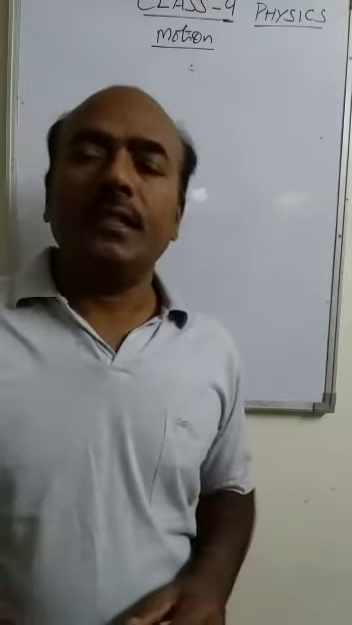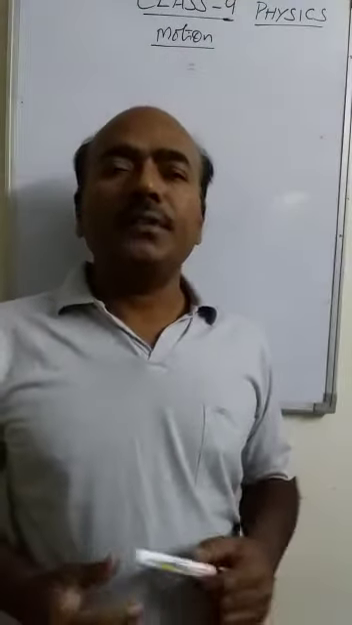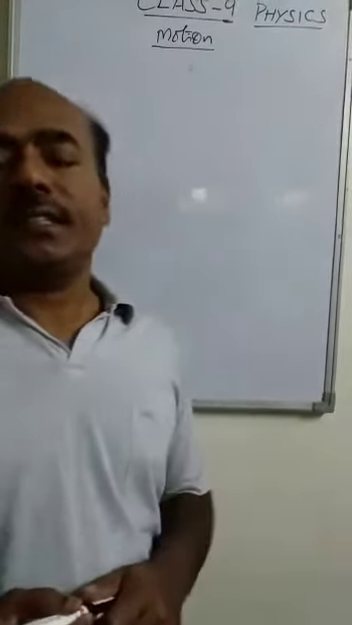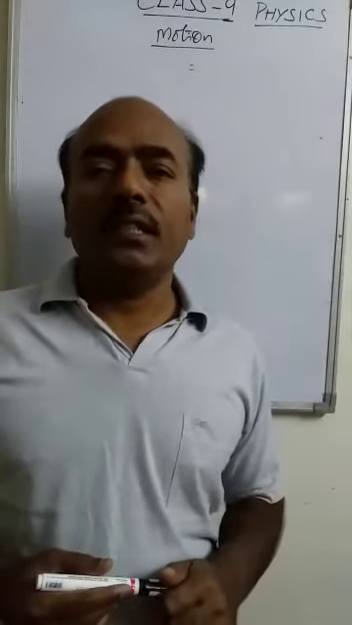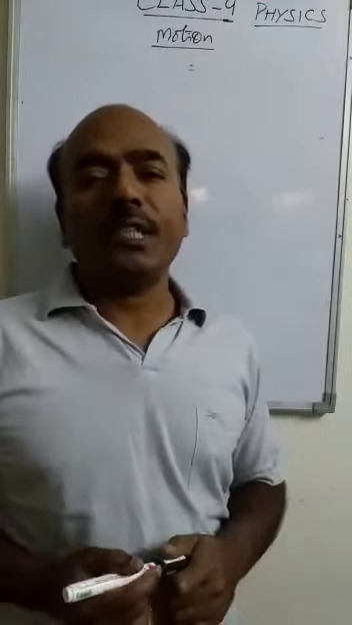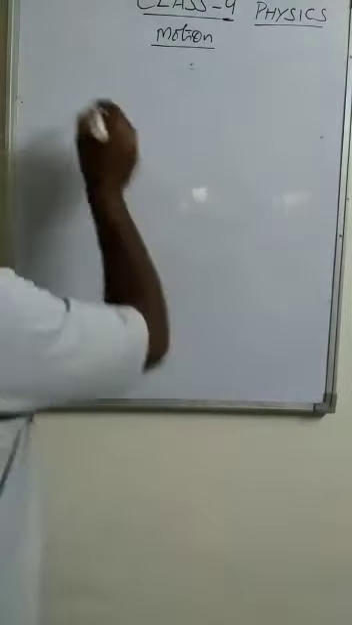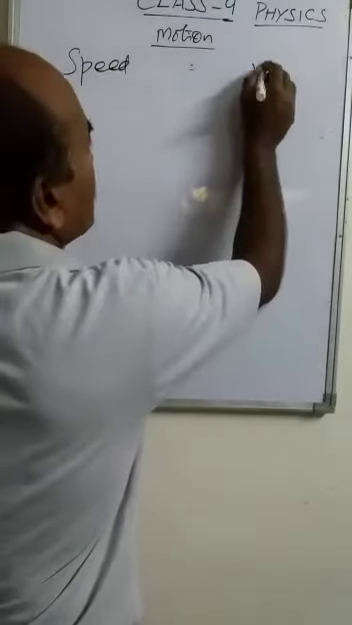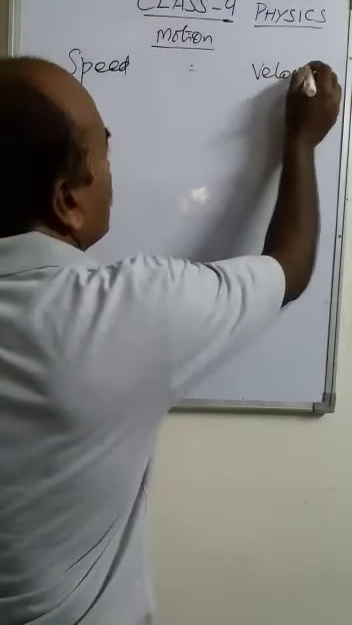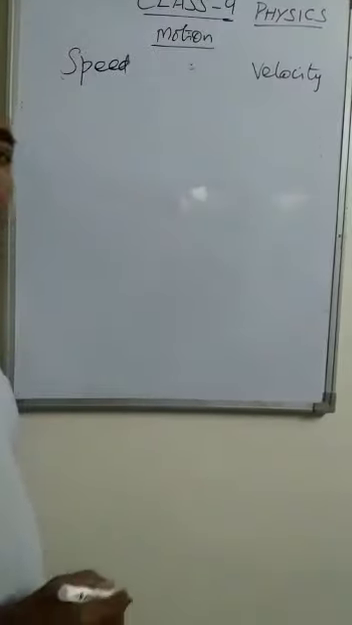For that, we will introduce two more quantities which completely describe the motion of any object: speed and velocity. These are the two quantities.